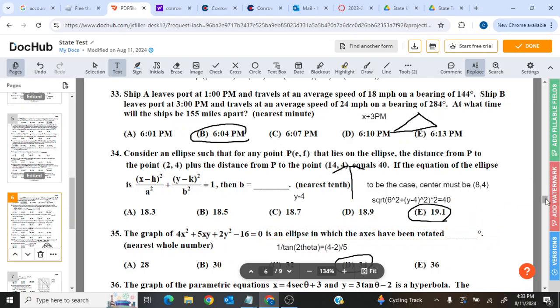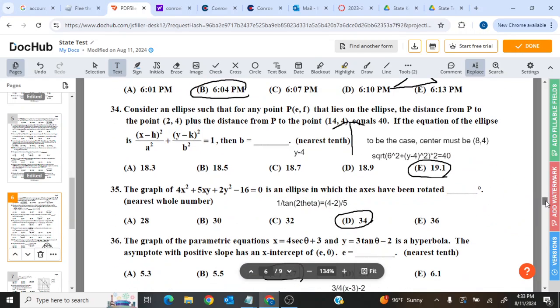35. This graph right here is an ellipse whose axes have been rotated how many degrees? Well, okay, what you have to do is basically 1 over tangent of 2 theta is equal to the x squared coefficient minus the y squared coefficient over the xy coefficient. Once you do that, you'll see that the equation has been rotated 34 degrees. Okay, once you do that, 36.